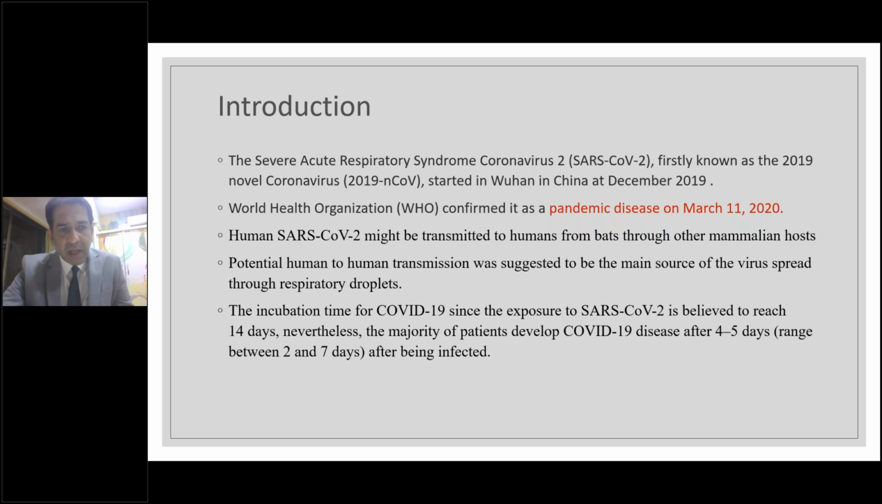As we all know, SARS-CoV-2 might be transmitted to humans from bats through other mammalian hosts. There is very potential human-to-human transmission, which is suggested, and it's the main source of the virus, spread through respiratory droplets. The incubation time for COVID-19 since the exposure is believed to reach 14 days. Nevertheless, the majority of these patients develop COVID-19 disease 4 or 5 days after being infected.